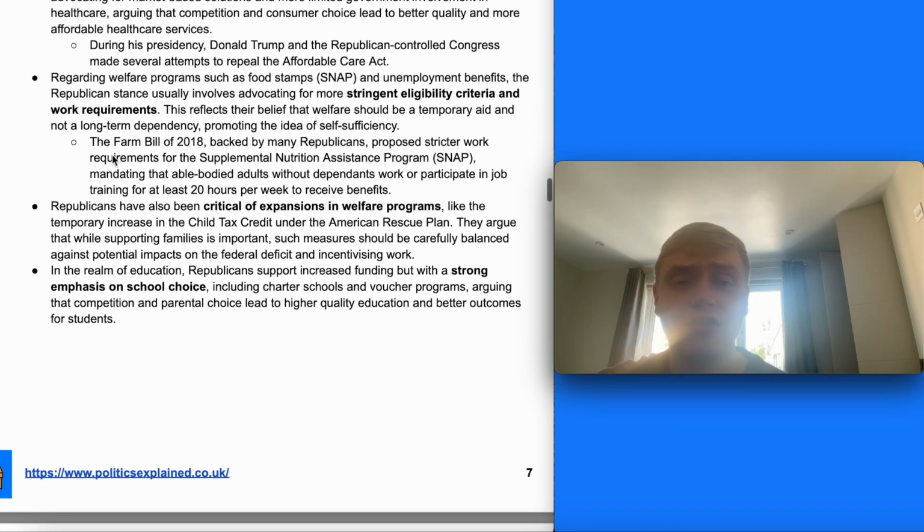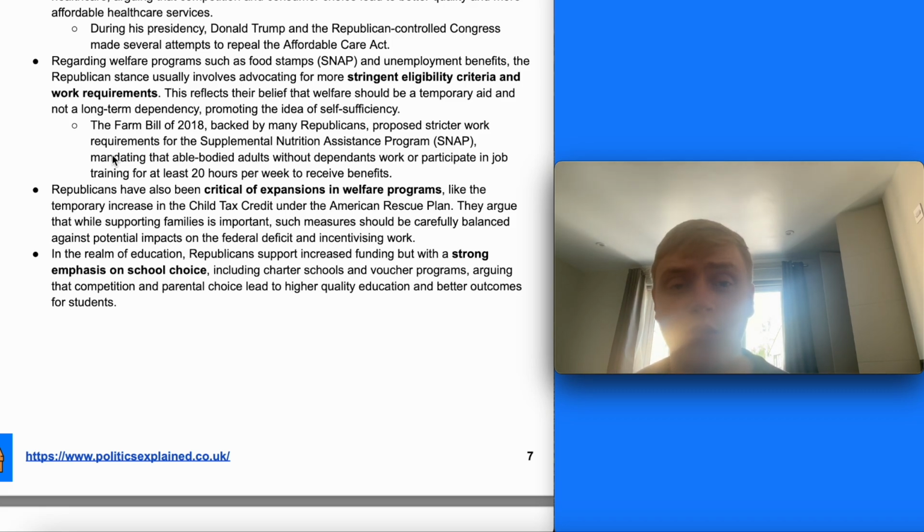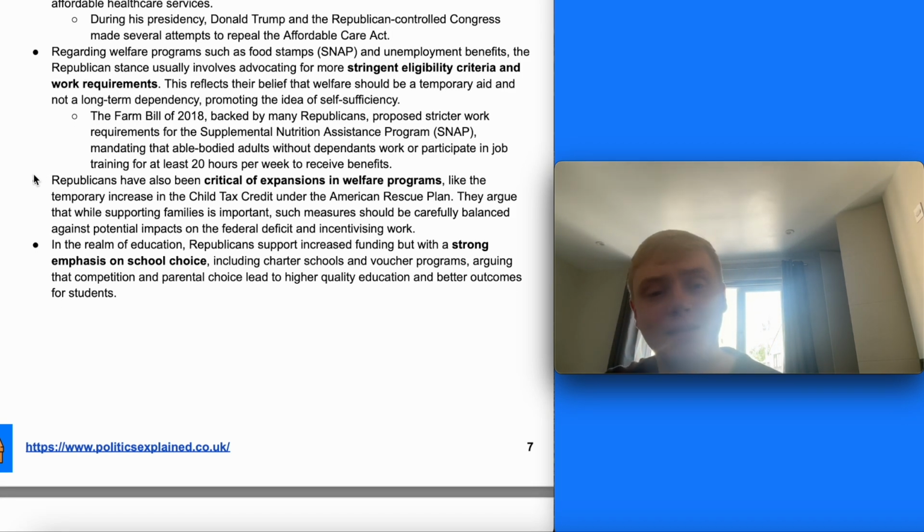Regarding welfare programs such as food stamps and unemployment benefits, the Republican stance usually involves advocating for more stringent eligibility criteria and work requirements. This reflects their belief that welfare should be temporary and not a long-term dependency, promoting the idea of self-sufficiency. So the Farm Bill of 2018, backed by many Republicans, proposed strict work requirements for food stamps, mandating that able-bodied individuals without dependents work or participate in job training for at least 20 hours per week to receive benefits. And they've been critical of expansions in welfare programs.